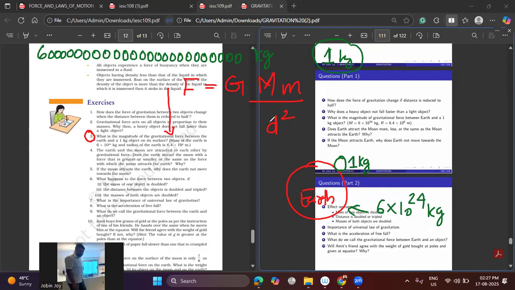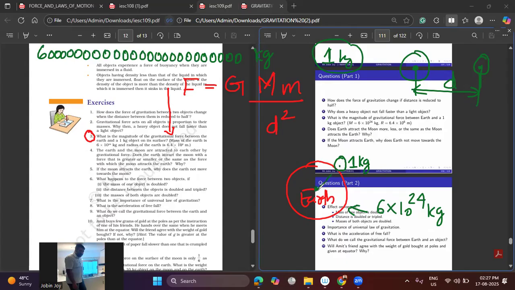So next we need D. So what is actually D? D means, as per Universal Law of Gravitation, D is the center to center distance, right? So this distance is D, from center of object 1 to center of object 2. This is distance D. But here the object is here and the mass is very small.